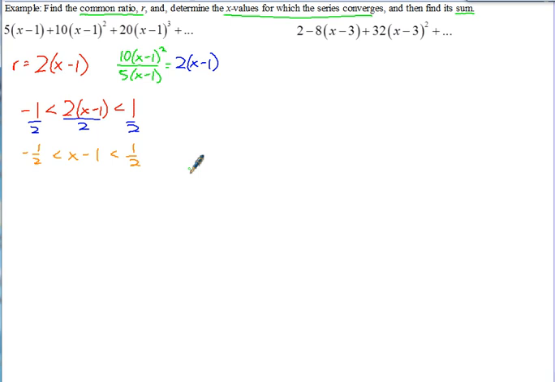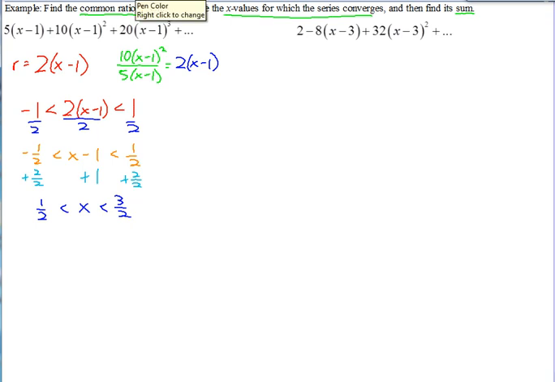Now we just need to get x by itself by getting rid of that -1, so we can add 1. Adding 1 is the same as adding 2 halves. These have a denominator of 2, so we get a common denominator, which makes it a little easier. -1/2 plus 2 halves is 1/2. Plus, and now the x is in the middle by itself, 1/2 plus 2 halves is 3 halves. So these are the x values.